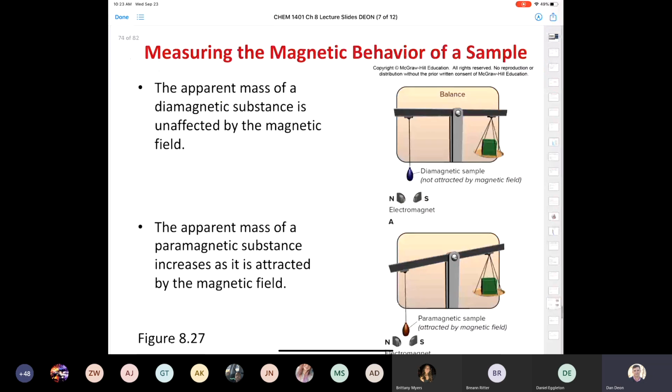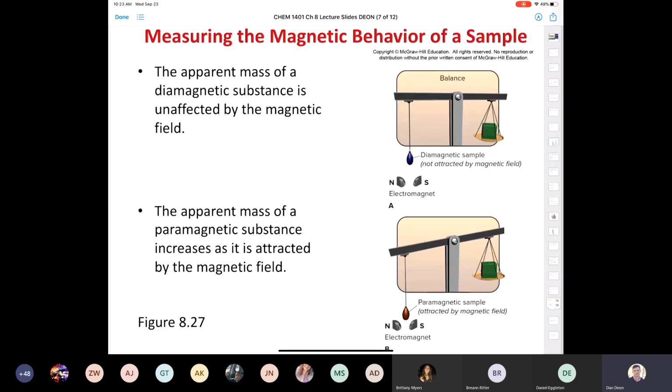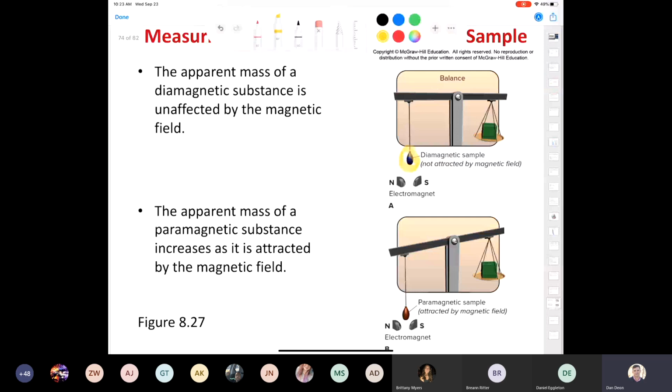Anyhow, this is just a figure that comes from our book. In my office on top of my refrigerator, I actually have a little demo of diamagnetic and paramagnetic ions. What happens here is that if you have a sample that's diamagnetic, like a little bit of something that looks like it's in a balloon here, and you put it near magnets, it's not going to be attracted to the magnet.